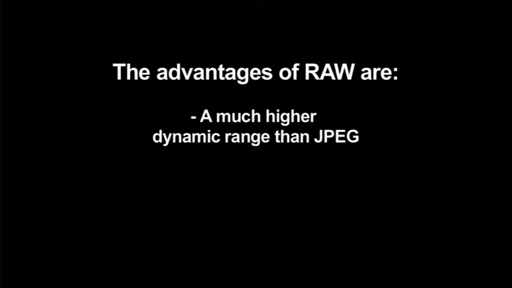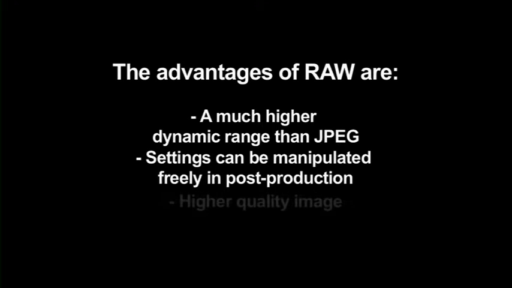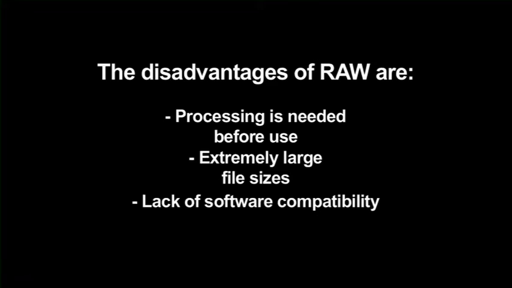Most professionals shoot in RAW. It's basically an unprocessed image, leaving you to process the image later in post. Advantages are RAW files have a much higher dynamic range than JPEGs and can be manipulated more easily, and the quality is much higher. Disadvantages are you need to process them before you can use them. The files are huge and many programs can't even open them.